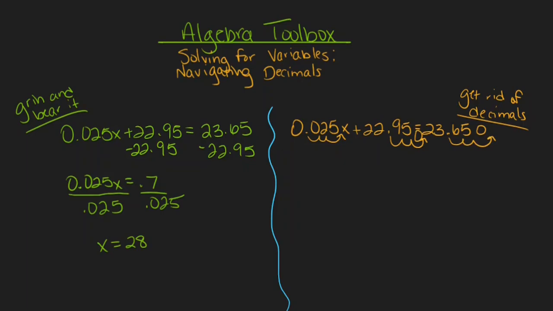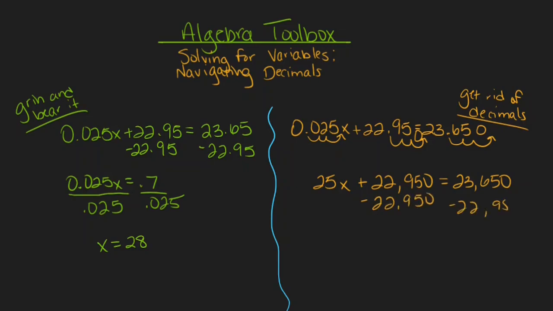So now I can rewrite this problem as 25x plus 22,950 equals 23,650. Now I can start to solve normally. So I see this addition relationship that SADMEP tells me to break first. I'll break it with subtraction by subtracting 22,950 from both sides. These are still pretty big numbers, so a calculator can still be helpful, but we should end up with 25x equals 700. And then I can divide by 25 on both sides to break the multiplication relationship between 25 and x, and that will give me x equals 28.